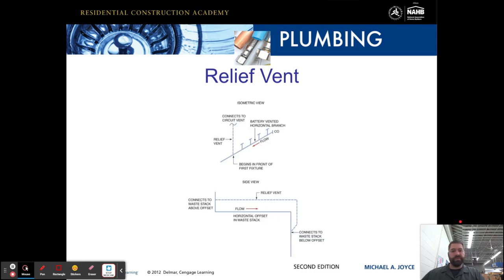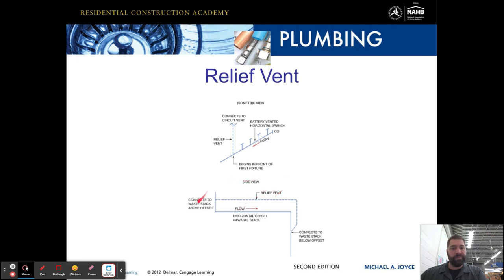Here's an isometric view of the relief vent. So we saw one like this before in the circuit vent, right? So let's start up here, and we can see it right here. We have our relief vent, and this connects to our circuit vent, which would be before the last fixture here, coming up and then over.